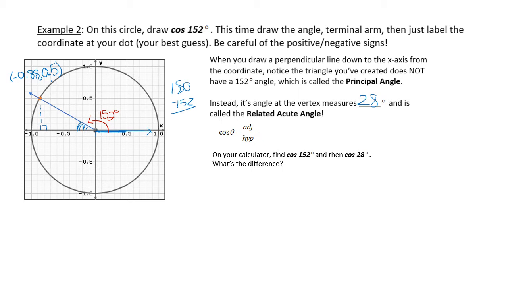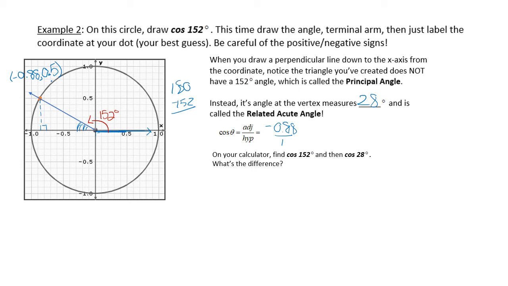So my adjacent over my hypotenuse is going to be, in my case, negative 0.88. That's my adjacent side. My hypotenuse side is a 1. So on your calculator, if you find cos of 152 and you find cos of 58, write them down here and see what the difference is.